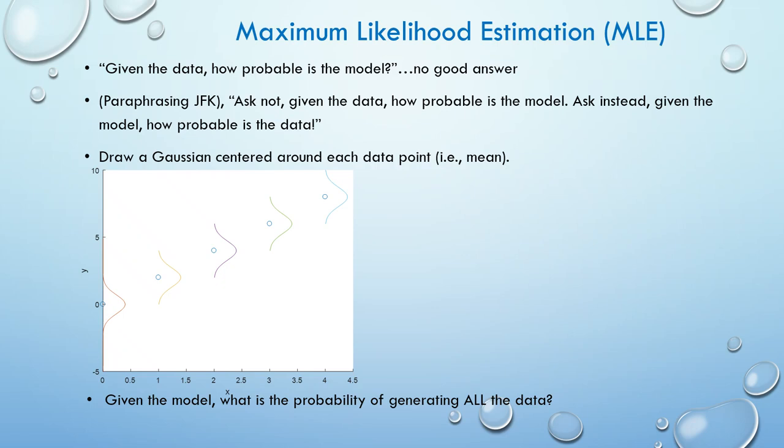Given that measurement uncertainties are Gaussian, let's draw a Gaussian centered around each data point and then ask, given the model, what is the probability of generating all the data? Now that's a tall order. So what do you do when you have a problem that seems too tough to answer? Well, nowadays one might say, ask ChatGPT, but that's relying on a tool rather than oneself. One way to approach a difficult problem is to ask if there's a similar but simpler problem. And there is.